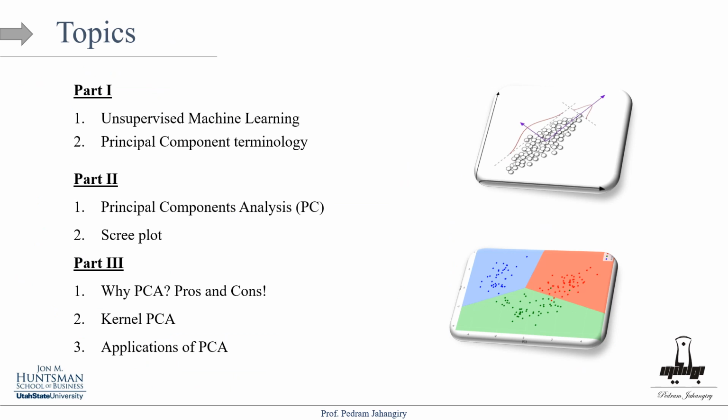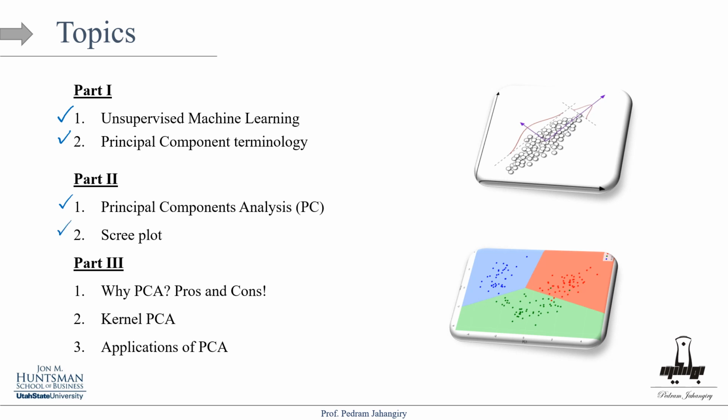In part 1, I will remind you what unsupervised learning is and what the agenda was there. Then we're going to talk about some terminologies, eigenvalues and eigenvectors, because that's the core of principal component analysis. In part 2, we talk about the optimization problem in principal component analysis, how it's doing the job, and we talk about the scree plot.